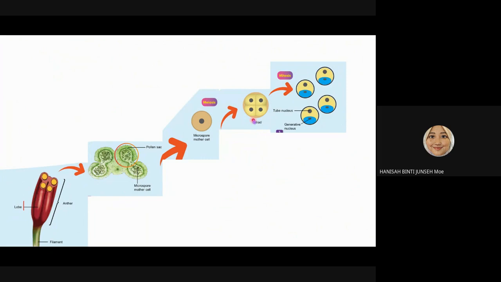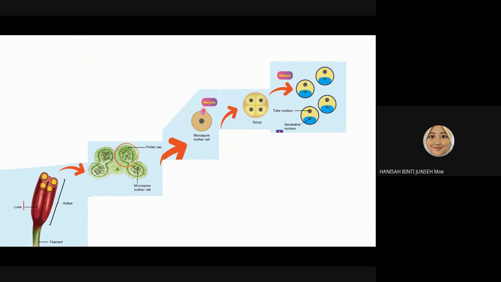Tetrad means 4. Tetrad is more general, it represents a number. If 2 it is di or duo or bi, if 3 it is tri, and if 4 it is quadro or tetrad. So from 1 cell it produces a tetrad, and each of the cells in the tetrad will undergo mitosis.